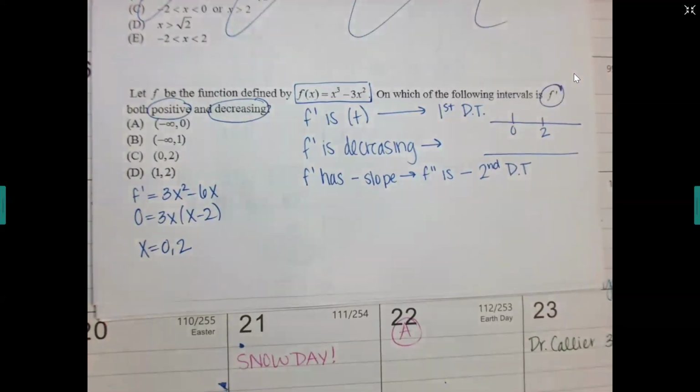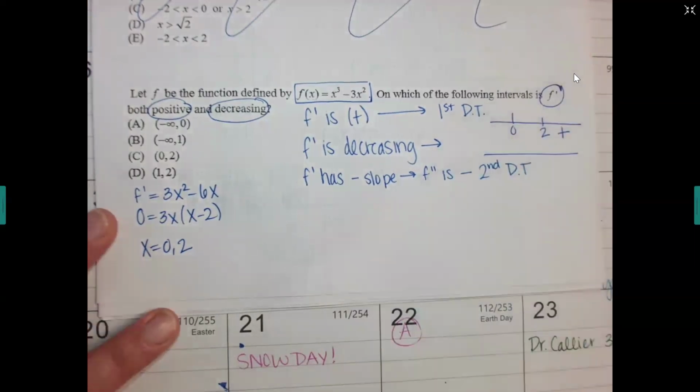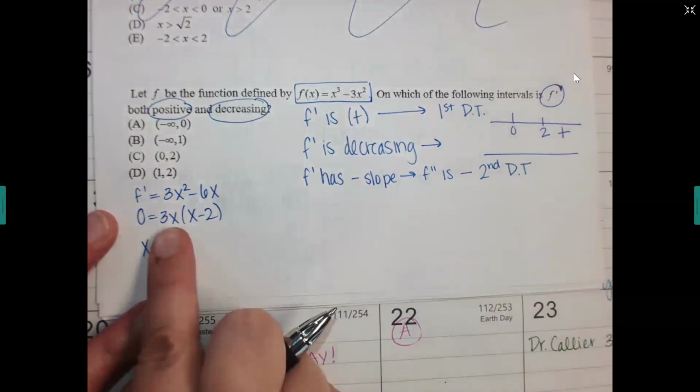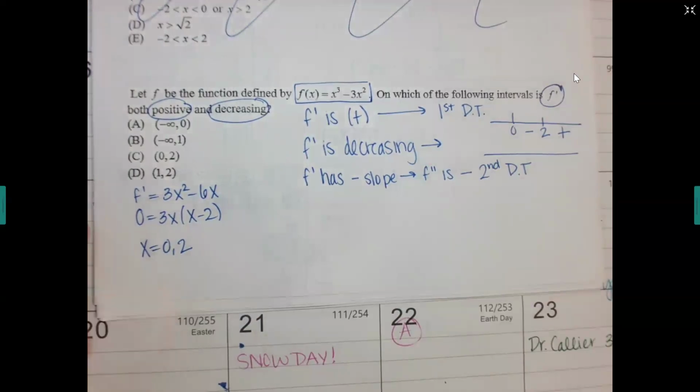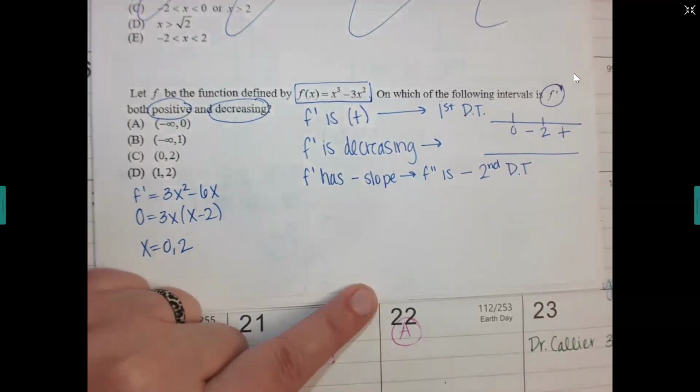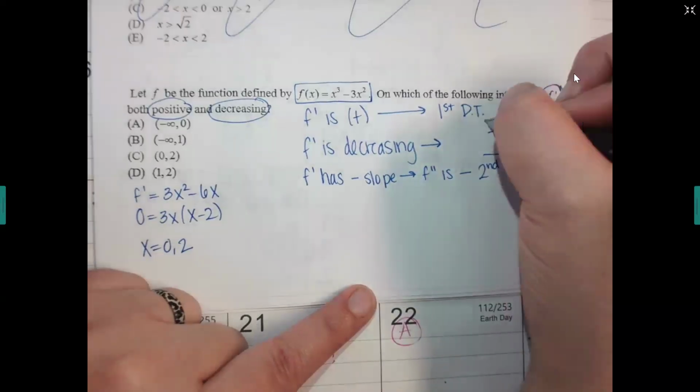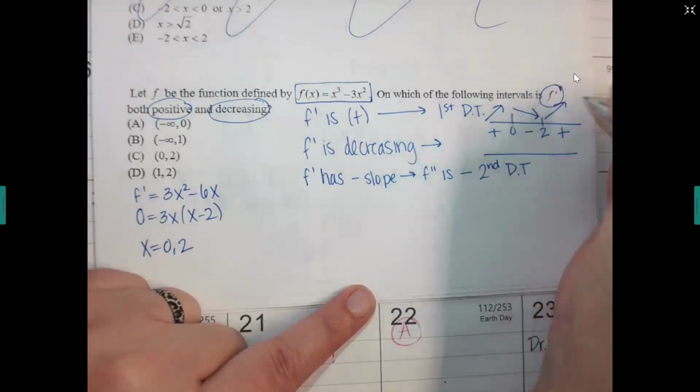Pick a number bigger than 2. Let's pick maybe 3. 3 times 3 is positive. 3 minus 2 is positive. What about between them? 1 is good. 3 times 1 is positive, but 1 minus 2 is negative. And then if I go past 0 to the negatives, okay, 3 times the negative is negative. Negative minus 2 is negative, but what happens when you multiply 2 negatives? Positive. So it's going to be increasing, decreasing, increasing.